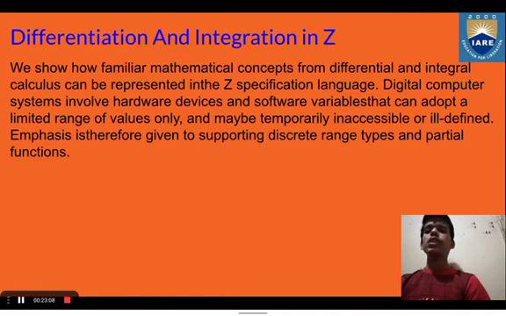Now we'll see differentiation and integration in Z. Why do we need Z? We show how familiar mathematical concepts from differential and integral calculus can be represented in the Z specification language. Digital computer systems involve hardware devices and software variables that can adopt a limited range of values only, and may be temporarily inaccessible or ill-defined. Emphasis is therefore given to supporting discrete range types and partial functions.